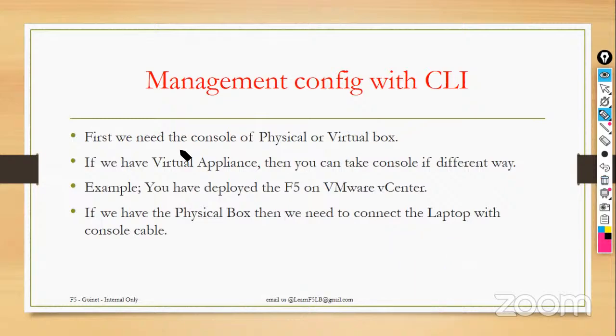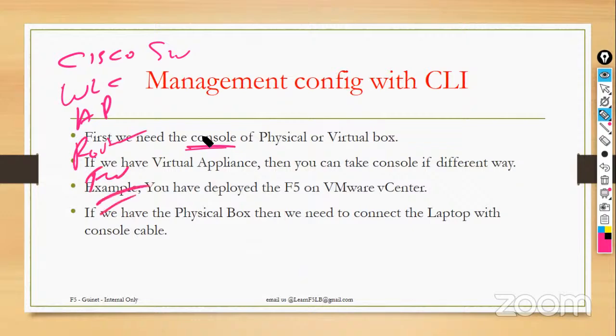Right? So for management access, we need the console, right? Whenever we are configuring any device, it may be a Cisco switch, maybe a WLC, maybe an access point, maybe a router, maybe a firewall, how do we start? We start with the console only, right? First of all, we take the console, then we set the management IP and all, and then we deploy this box to production.